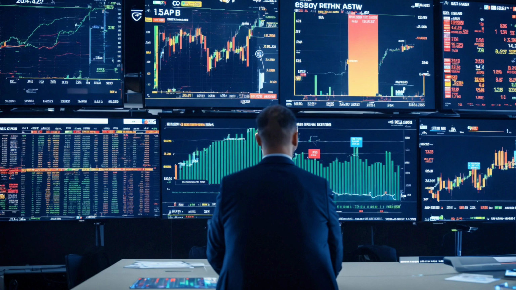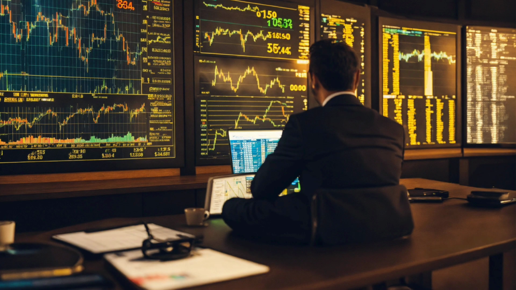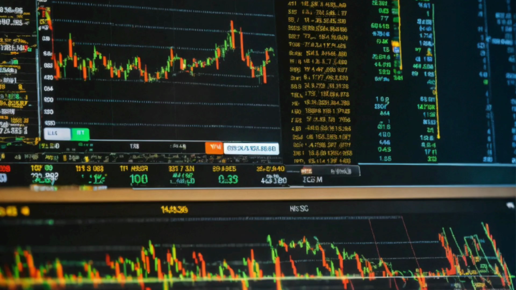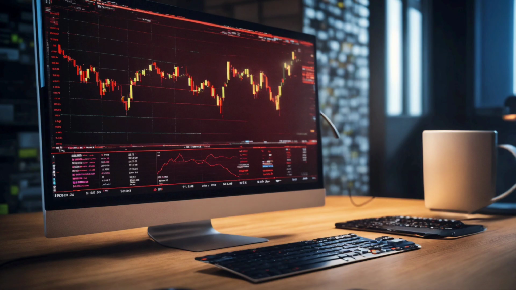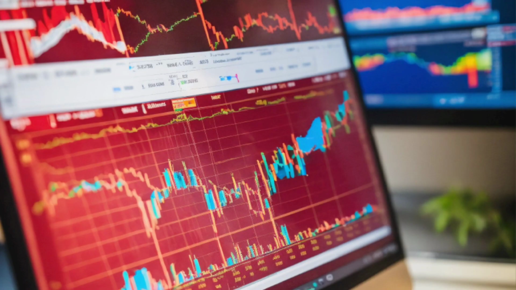Remember that no strategy guarantees success, and losses are an inherent part of trading. It's crucial to remain disciplined, manage risk effectively, and continuously adapt to changing market conditions. Additionally, consider seeking guidance from experienced traders or professionals if you're new to trading.